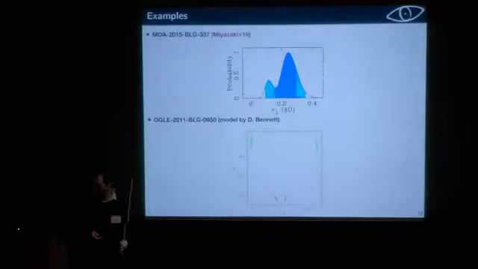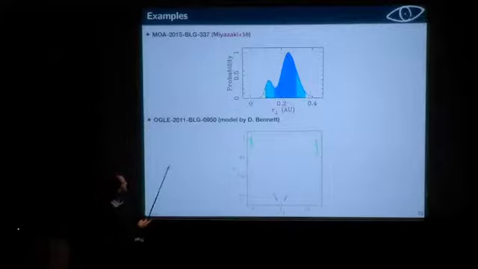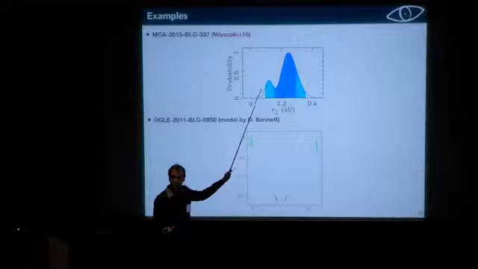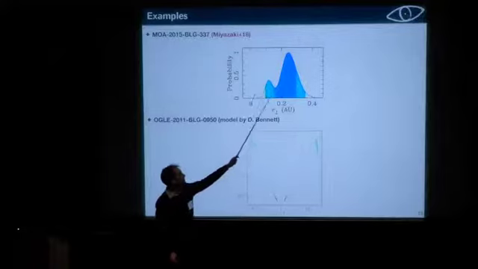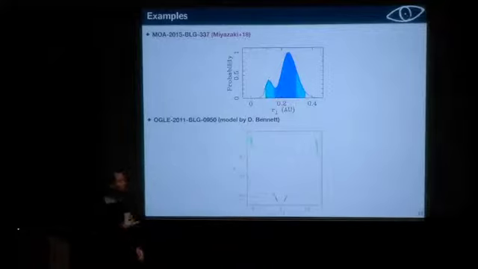So why is that important? This is another event, MB15337, where the close-wide degeneracy has a clear consequence on the projected separation we derive from the Bayesian analysis. The two modes of this posterior correspond to the close-wide degeneracy.